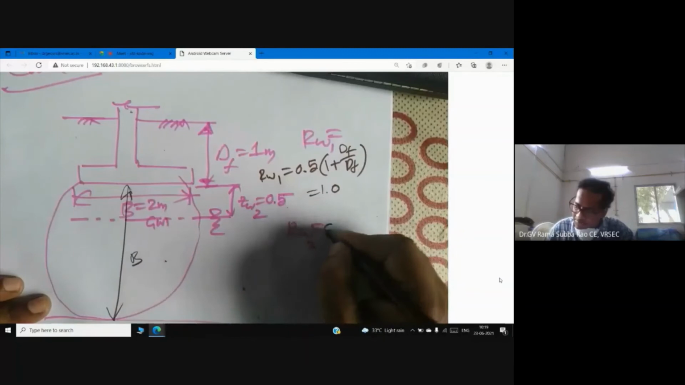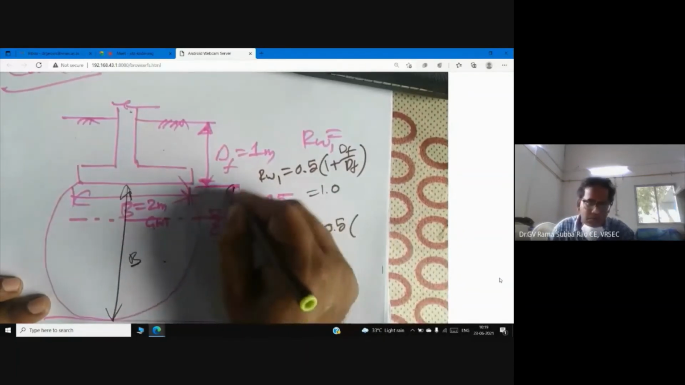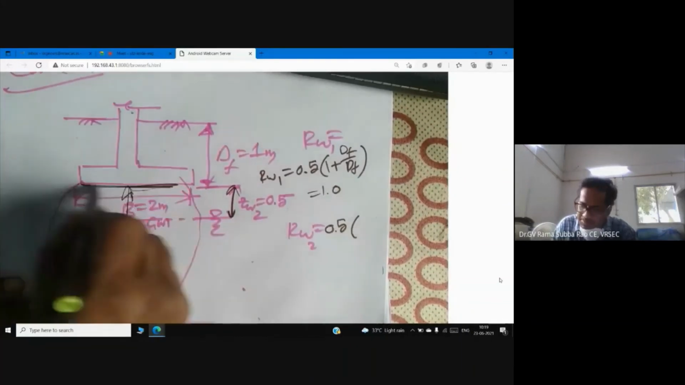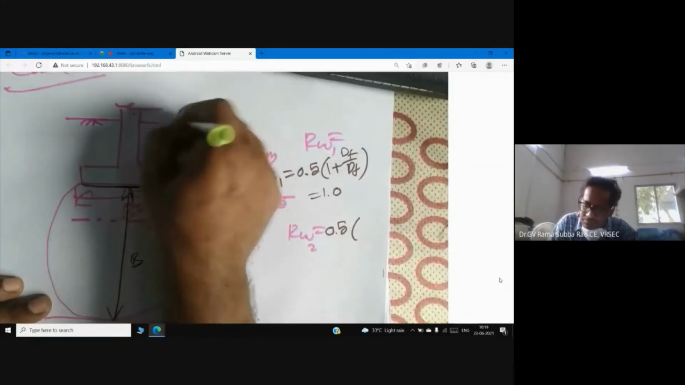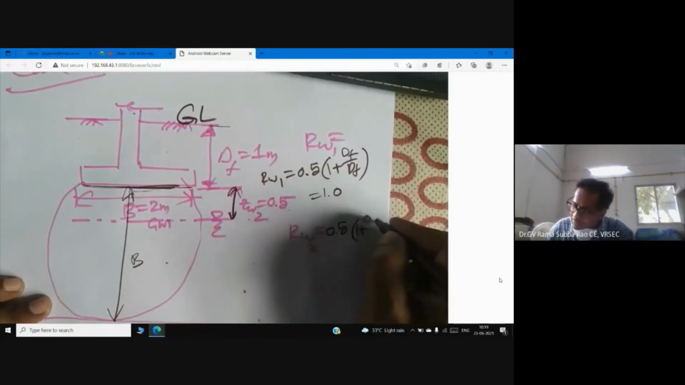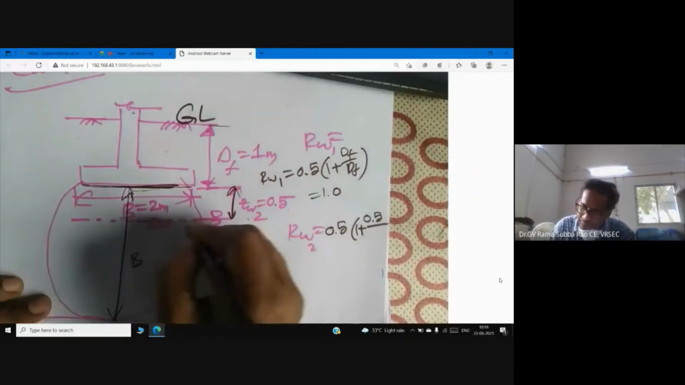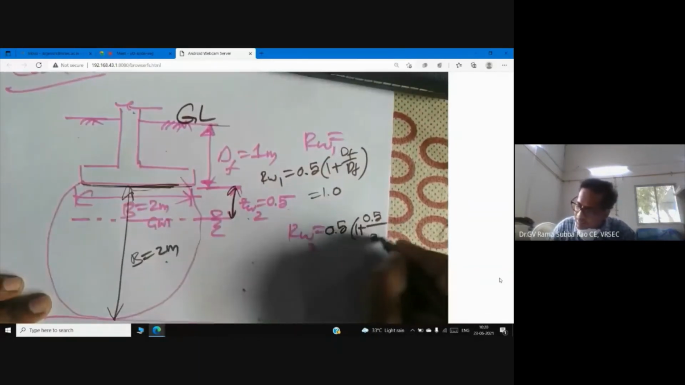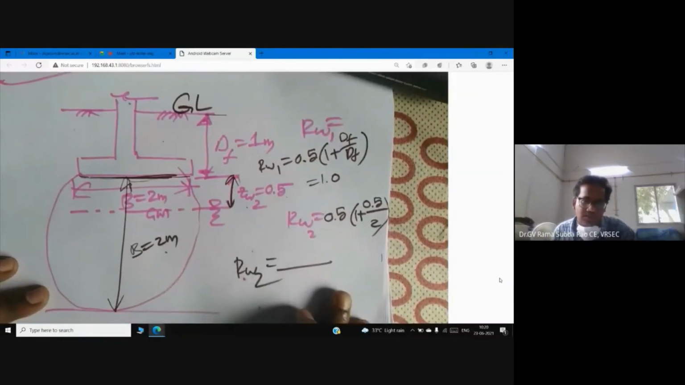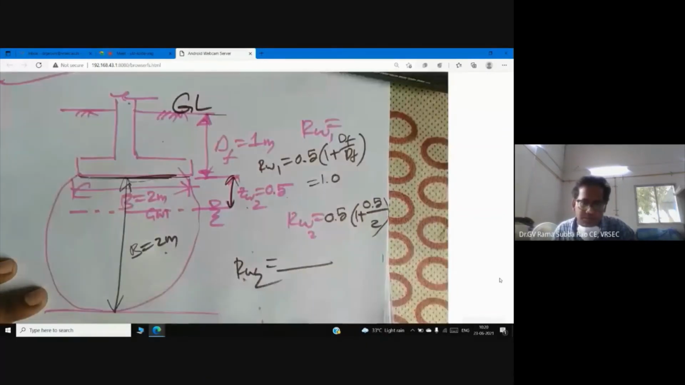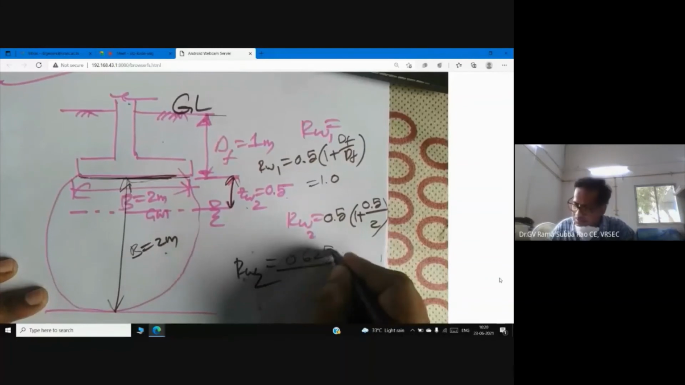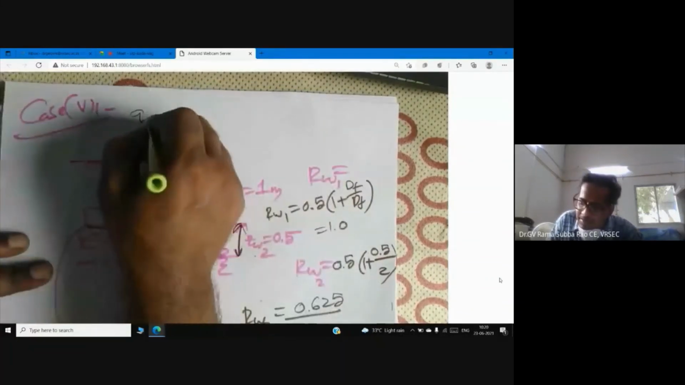Now can anyone tell me, what is the value of ZW2 right from the base of the footing? Don't forget, there are 2 levels here: from the base of the footing, and this is ground level. Are you ready now? 1 plus what is ZW2? 0.5. What is the width of the foundation? 2 meters. So what is the answer now? What is RW2? 0.625.